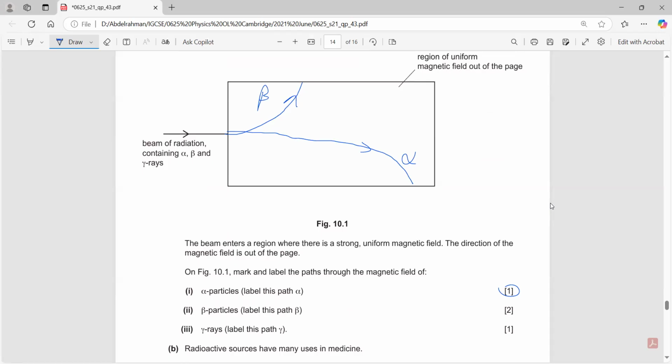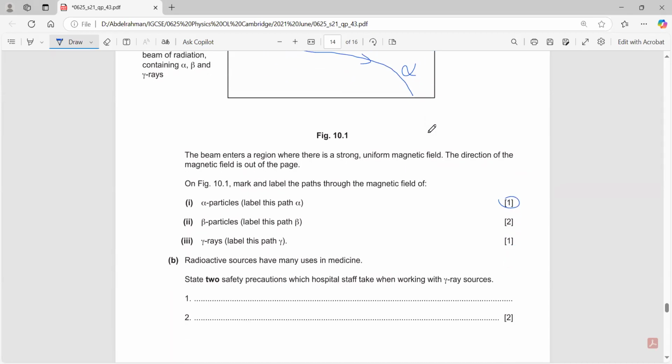Why is it a weaker, or why is it a stronger deflection? Because the alpha is much heavier, so it takes a longer time to pull the alpha downwards. Anyway, the gamma definitely will be unaffected and will continue in a straight line. These are the gamma rays. Then Fleming's left-hand rule for the alpha particles.